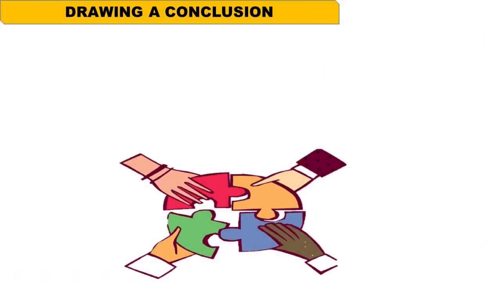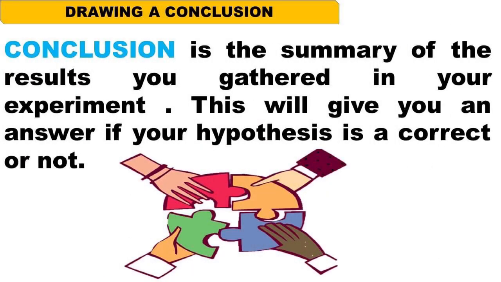The next part of the scientific method, drawing a conclusion. The conclusion is the summary of the results you gathered in your experiment. This will give you an answer if your hypothesis is correct or not. If the hypothesis is correct, this may be the answer to your problem. If not, you need to repeat the experiment or think of a new approach to improve your procedures. You can also go back to the first step if needed.